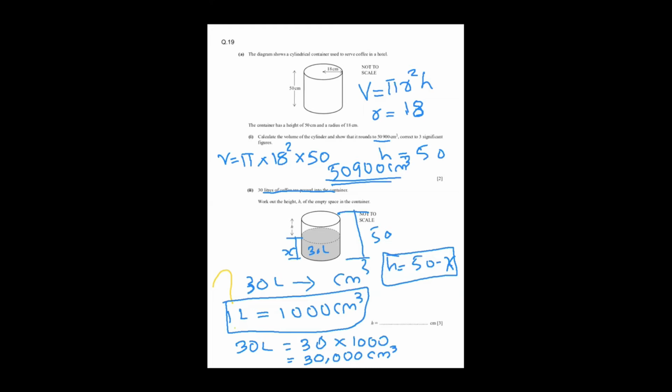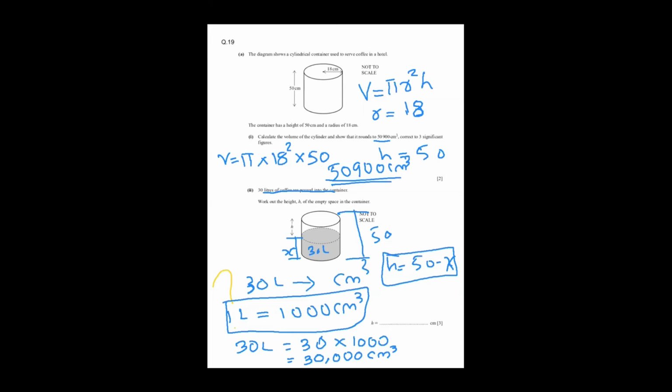30,000 centimeters cubed. Clear? So this is the volume of our coffee. We know that this is also the shape of a cylinder with a radius of 18 centimeters. So you can equate the volume.